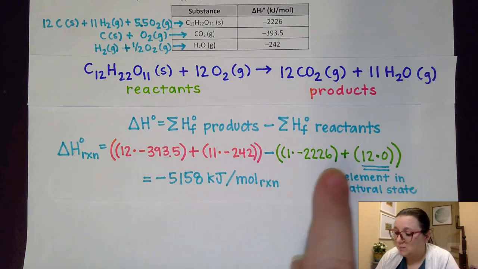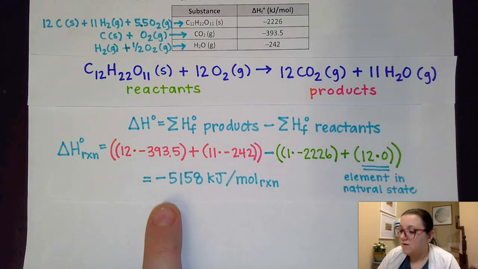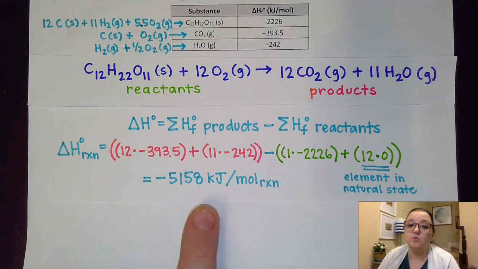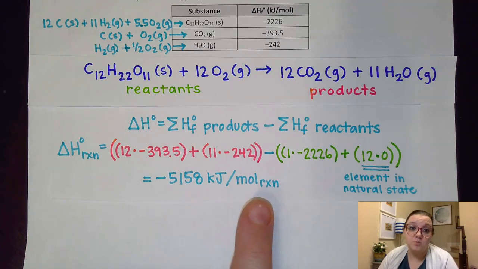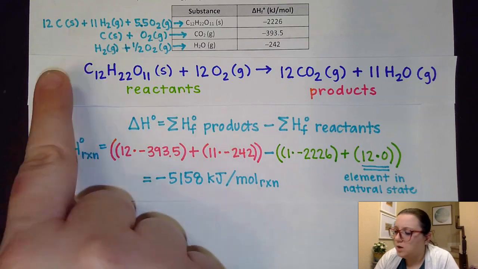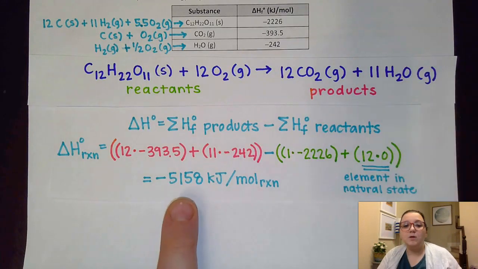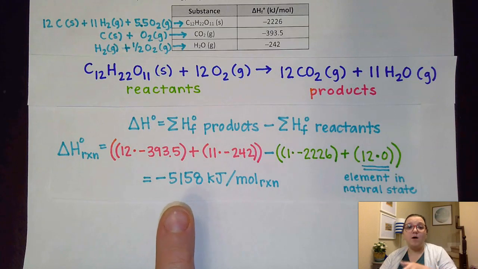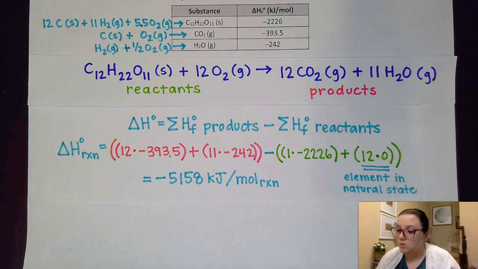And when I plug in this math, that gets a value of a negative 5,158 kilojoules per mole of the reaction, which means I know now that it's exothermic. I know for every one of these reactions, I'm going to release this much heat from the system into the surroundings. So then it asks me some other questions up above.